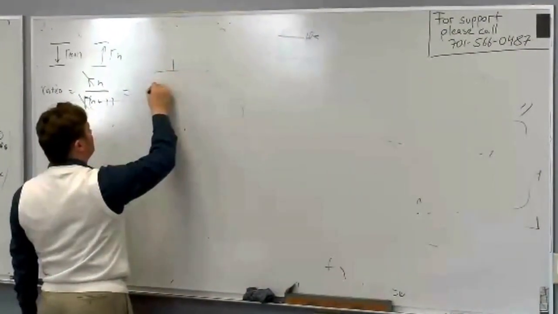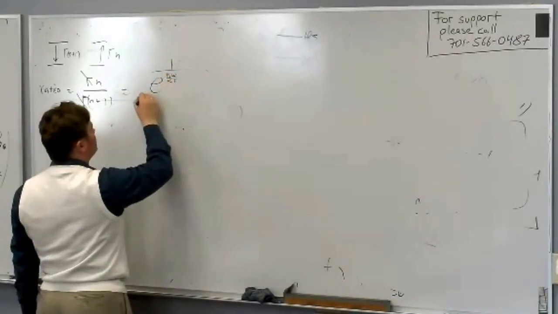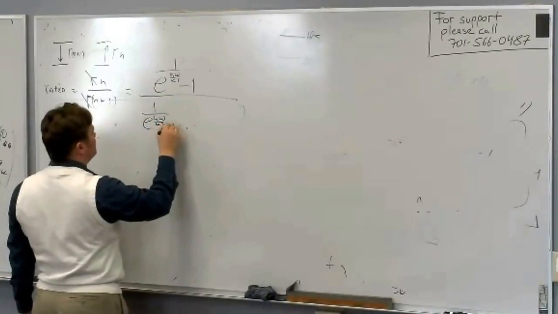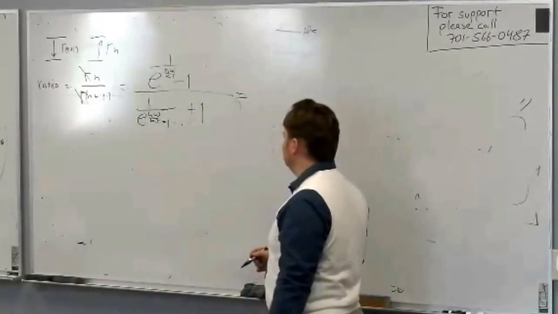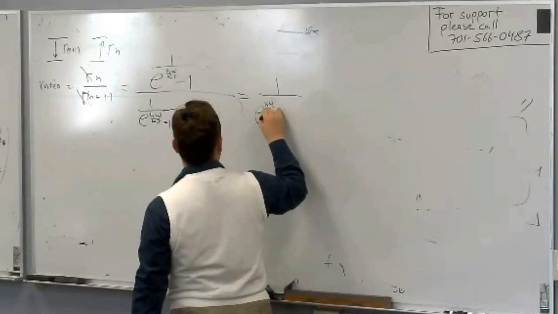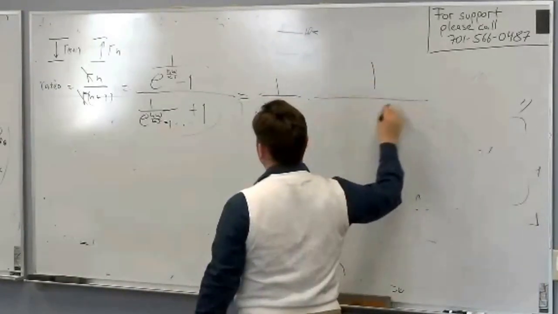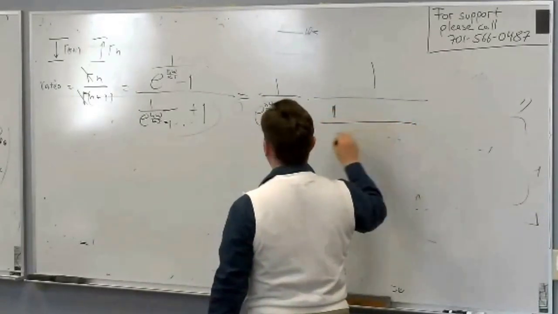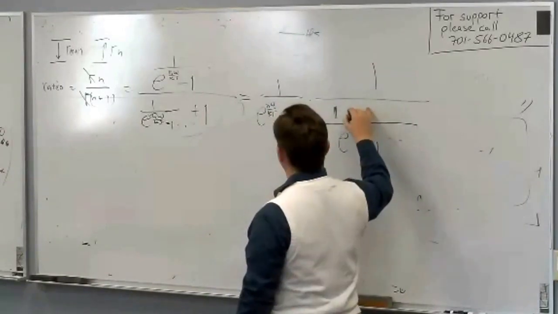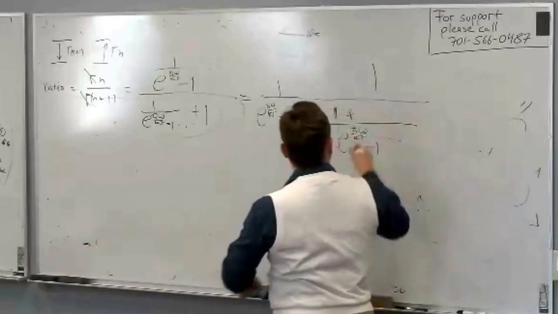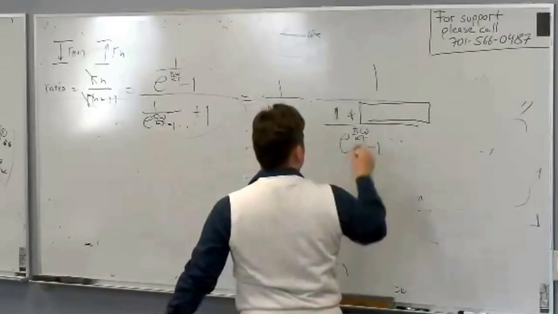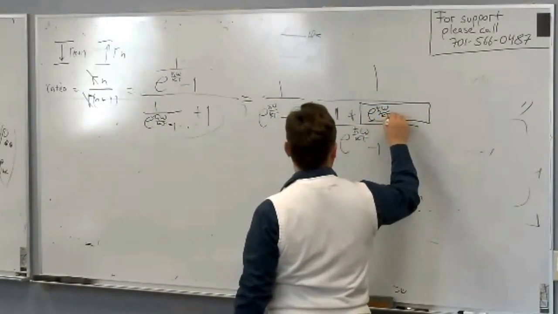And we do have this one, plus one. So what do we need to solve? Probably here we need to set up a common denominator. Minus one times 1 divided by exponential of h bar over kT minus 1. And here we are multiplying numerator and denominator by the same number, so e to the h bar over kT minus 1.